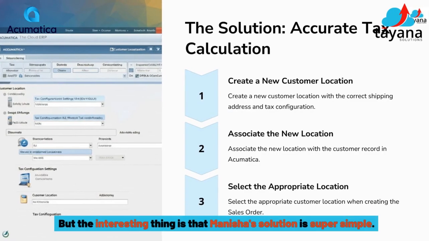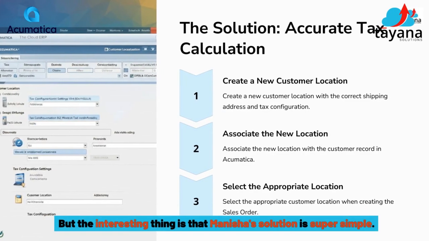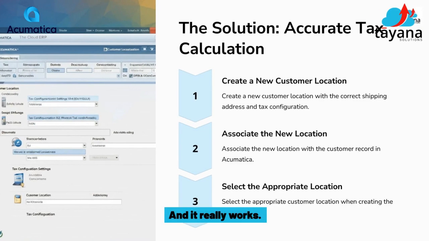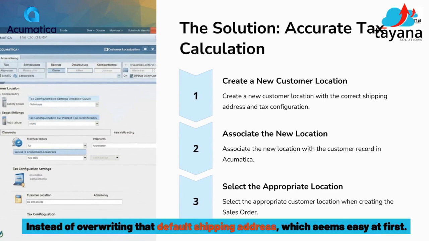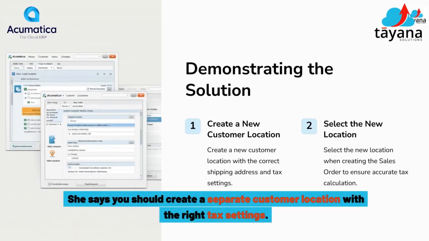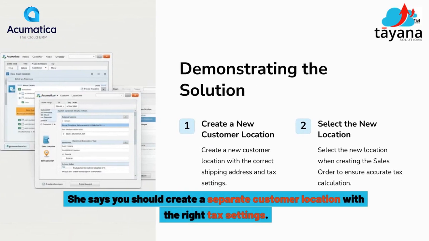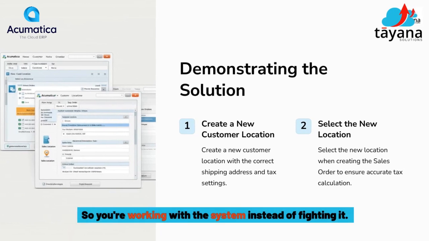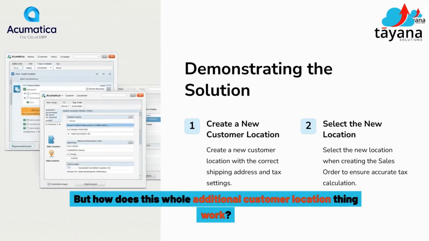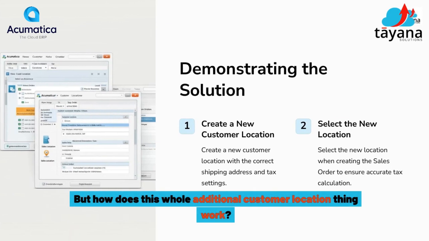Exactly. But the interesting thing is that Manisha's solution is super simple, and it really works. Instead of overwriting that default shipping address, which seems easy at first, she says you should create a separate customer location with the right tax settings. So you're working with the system instead of fighting it. I like that. But how does this whole additional customer location thing work?